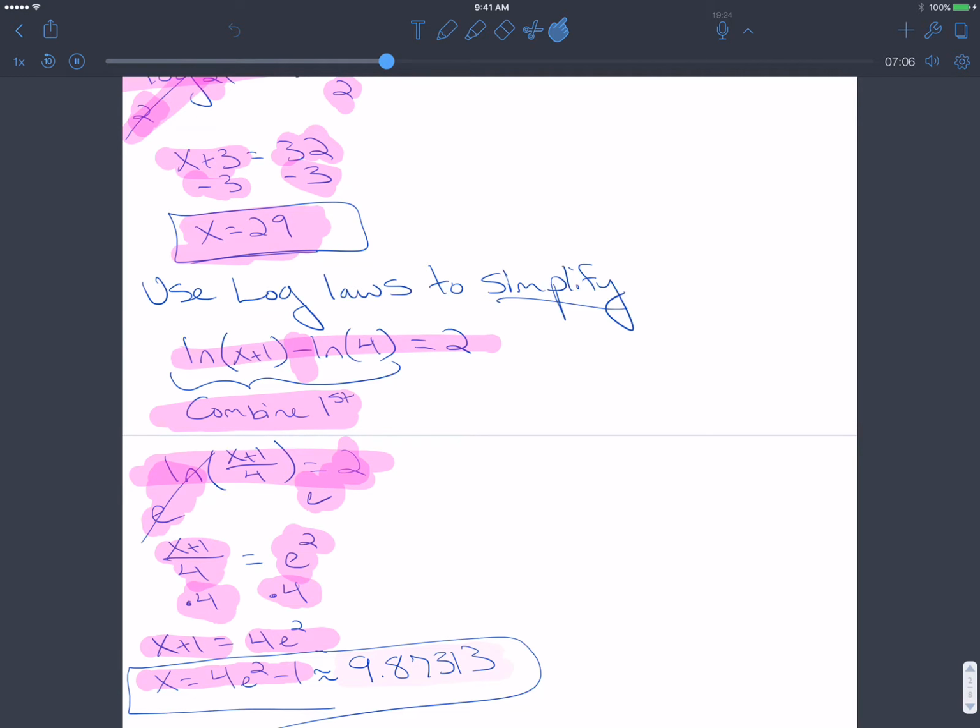I don't recommend doing it prior to this because you will run into round-off error. Or just rounding error, because you won't be able to give it the infinite decimal places, but it can do it itself for how it's stored in the calculator, and it'll be more accurate. So 4e squared minus 1 is about 9.87313.